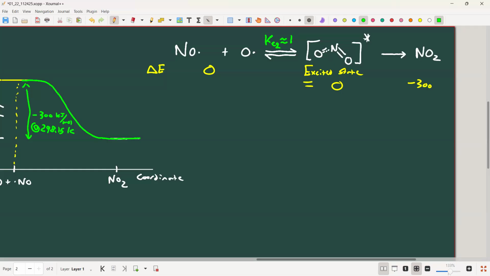So what we need to introduce is a collision partner. There needs to be something to soak that energy up.